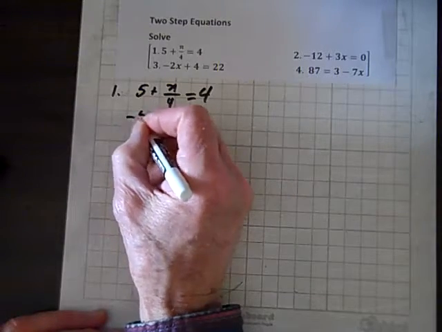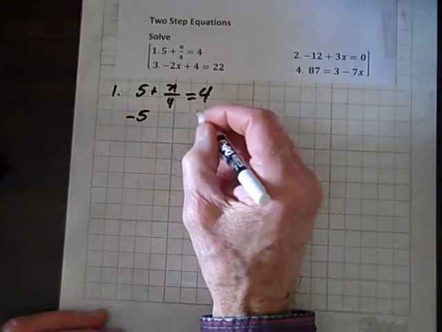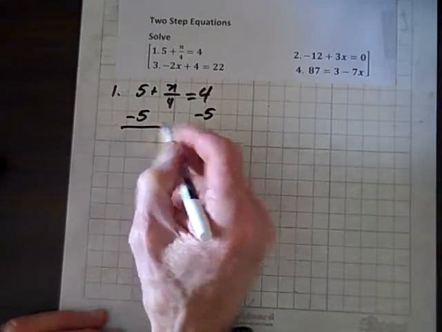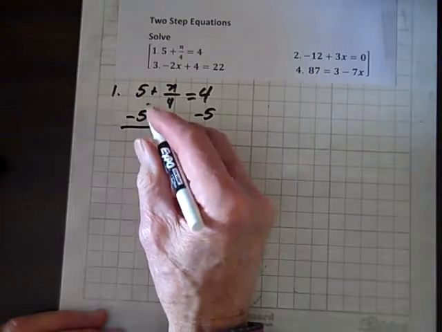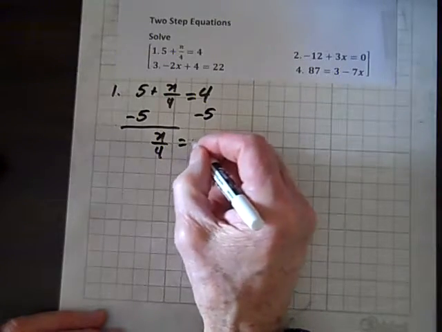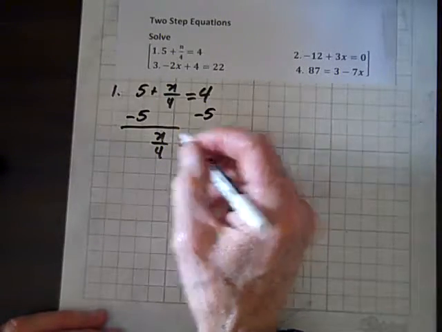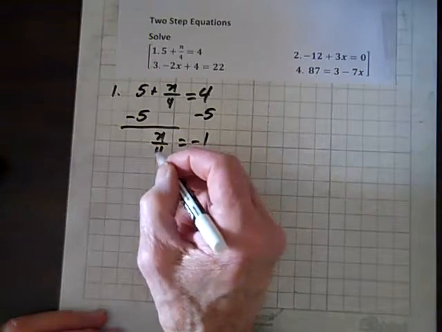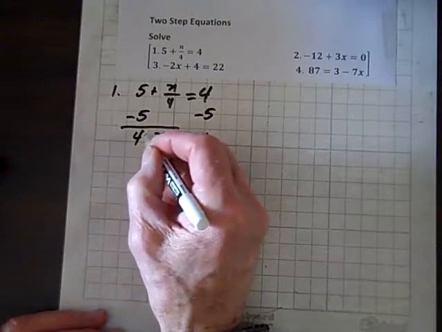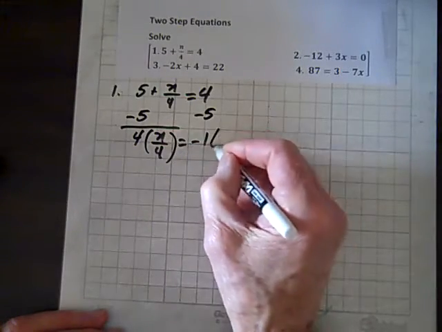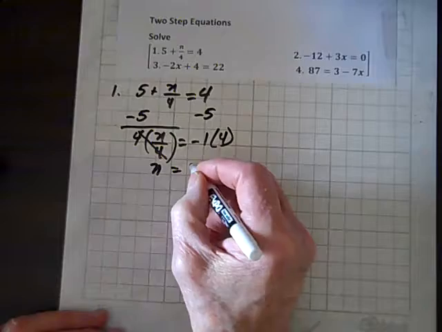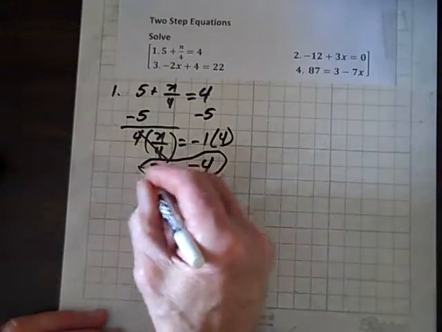Well, to do that, we'll get rid of that 5 on the left, so we'll add the opposite of 5, which is negative 5. And here the 5's add out, n over 4 equals, and 4 minus 5 is negative 1. Now we have to undo this division, so we'll do it with multiplication, and we'll multiply both sides by 4. Now the 4's divide out, and we get n equals negative 4, and we're done with that one.